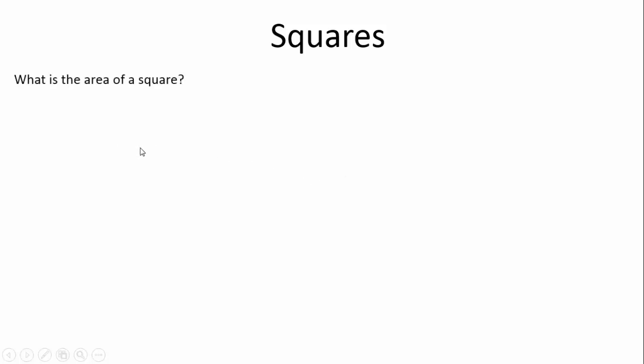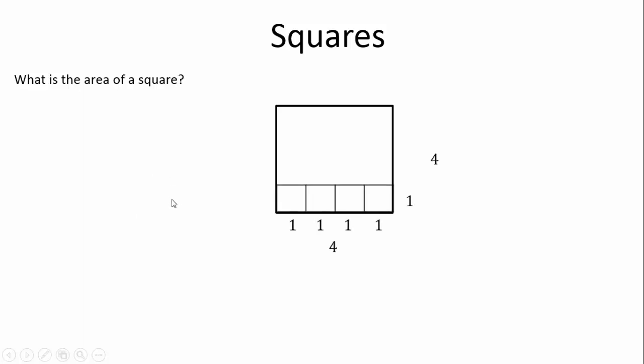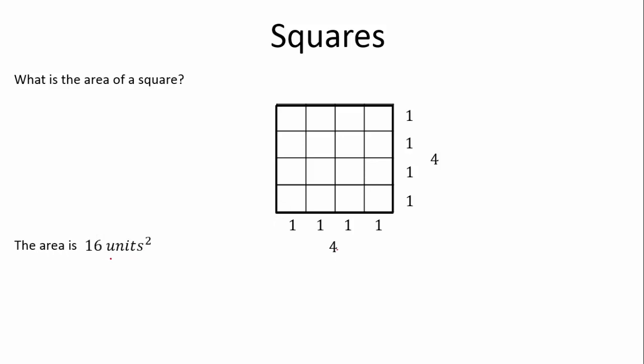So what is the area of a square? Right, so we have a square, 4 by 4 in length. Let's just say, for example, there are 4 unit blocks at the bottom, 1, 2, 3, 4 here. You can see 1 plus 1 plus 1 plus 1 is equal to 4. And then we have the same going up. As you can see, the area is 16 units.